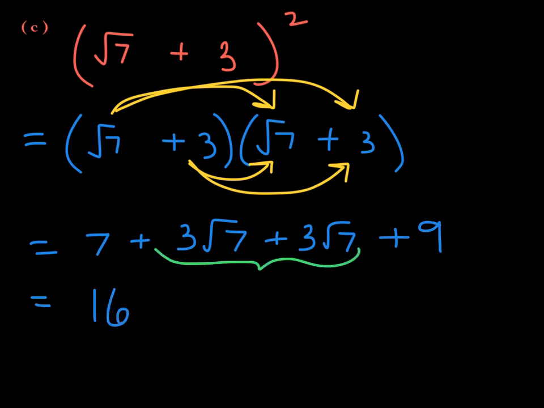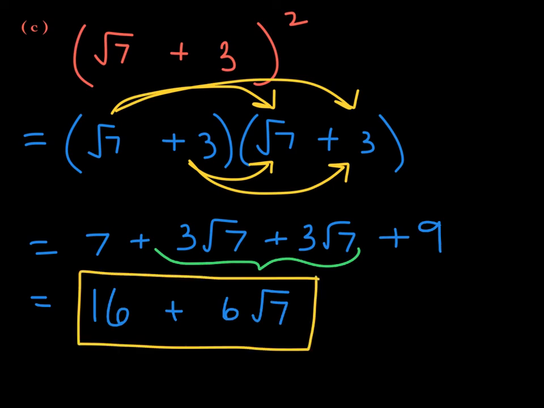These two terms are like radicals, so we can combine them by adding 3 plus 3, which is 6, and keeping the like radical part. This is the final answer. So this is much more than just 16. This is 16 plus 6 root 7. So please remember that we never distribute an exponent across addition or subtraction.